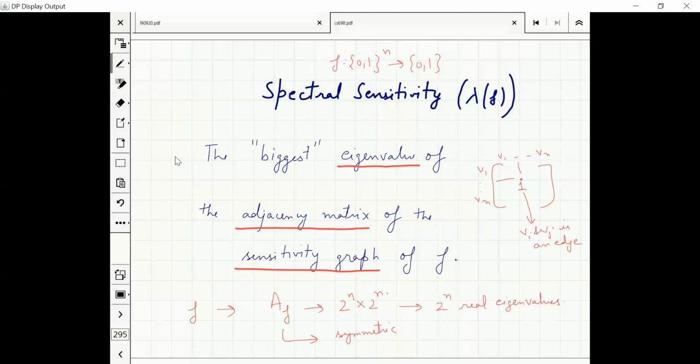Okay, and once we have real eigenvalues, we can talk about which one is bigger, which one is smaller. So then the spectral norm of A of F, or the biggest eigenvalue, is the spectral sensitivity of the function. Okay, what do I mean by biggest eigenvalue? The largest.